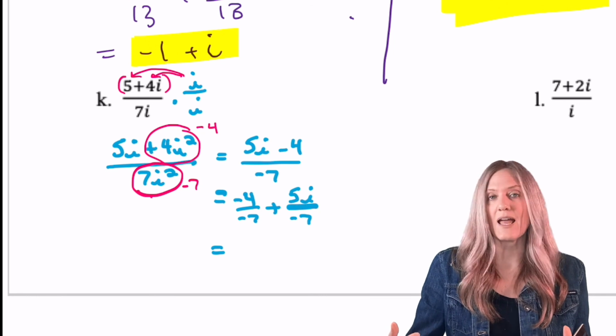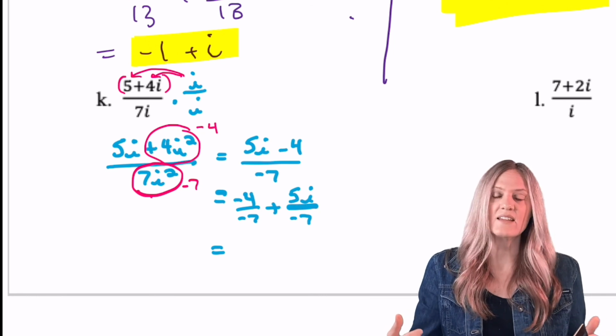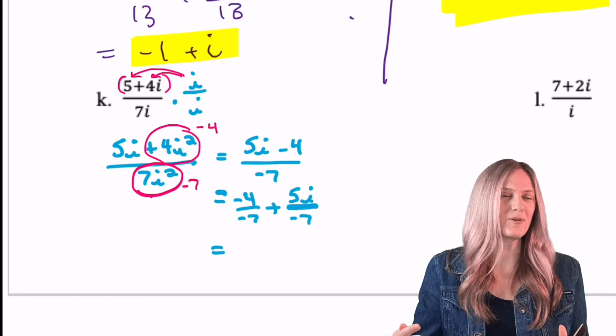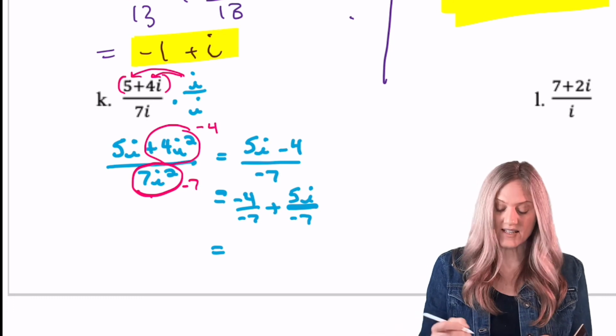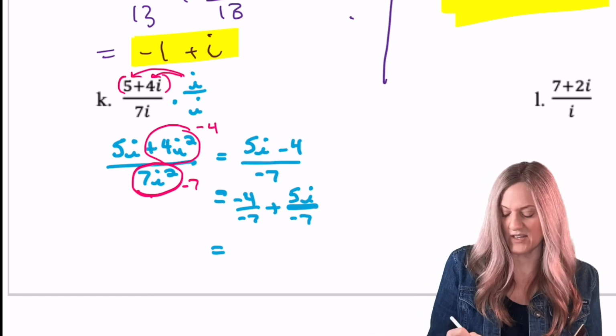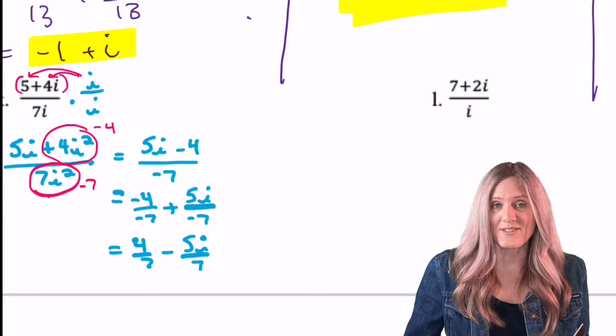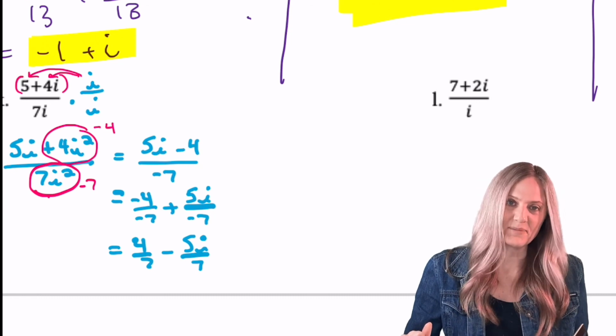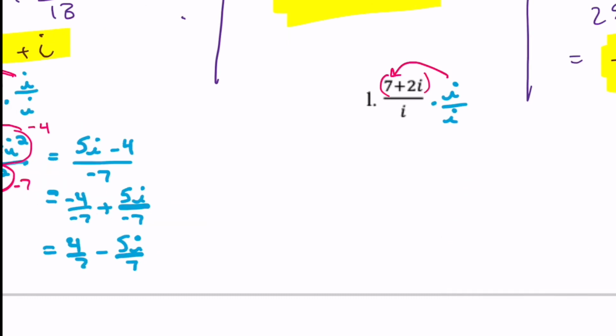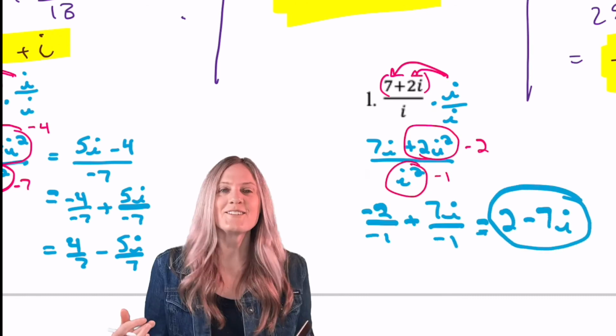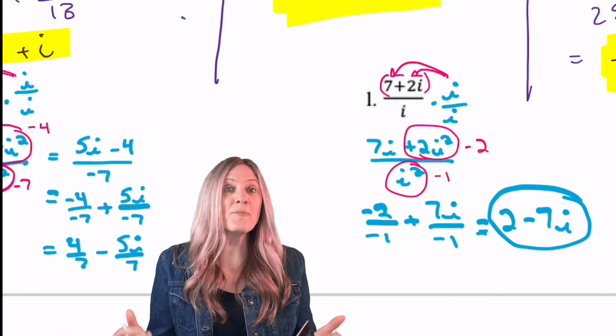I need to get it into a plus bi form, so I'll split that into 2 fractions. Also put the real number in front. Then let's clean up. -4 divided by -7 is positive 4 sevenths minus 5i divided by 7. Let's have you do the last one and check with me for the final answer. Two minus 7i. And look how much we've learned.